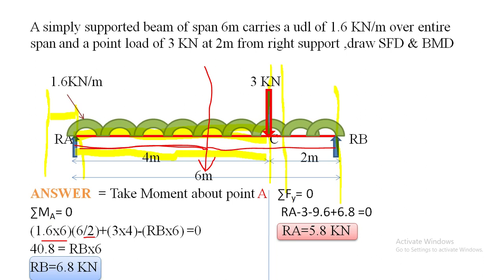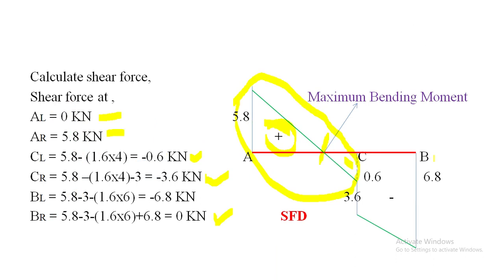So RA is going in the upward direction, so 5.8 into the A to C distance, which is 4 meter. Then the UDL is going in the downward direction, so minus 1.6 into, now consider distance 4 meter, not 6 meter, because you are only looking from A to C, not A to B. So 1.6 into 4 into the distance 4 by 2. So the answer is 10.4 kilonewton meter. And lastly, bending moment at B is equal to 0 because on the right side the number of forces is 0. So bending moment at B is equal to 0.